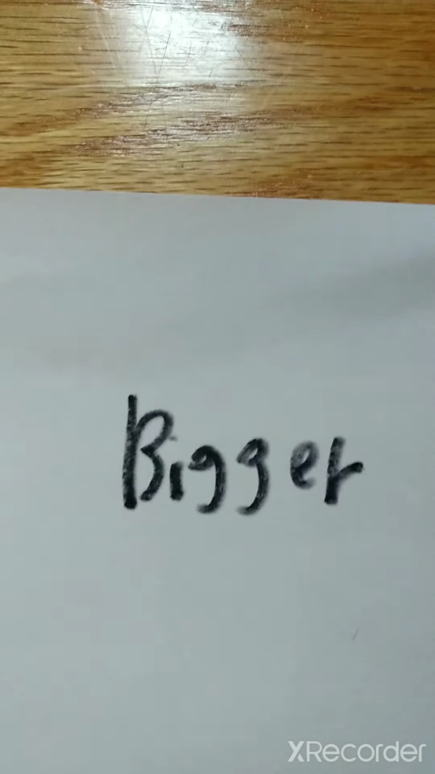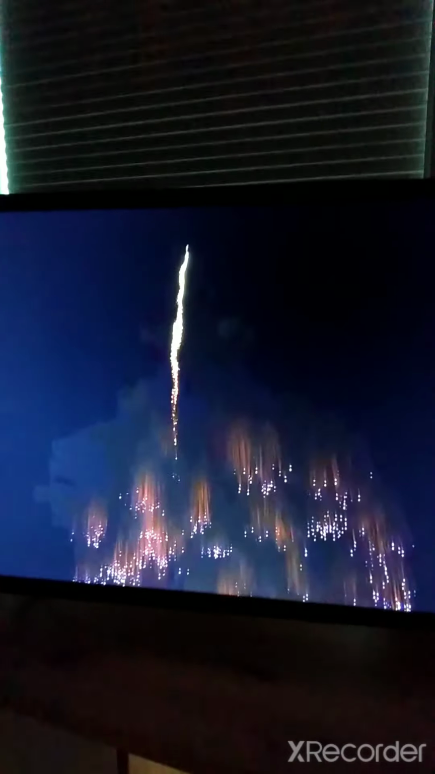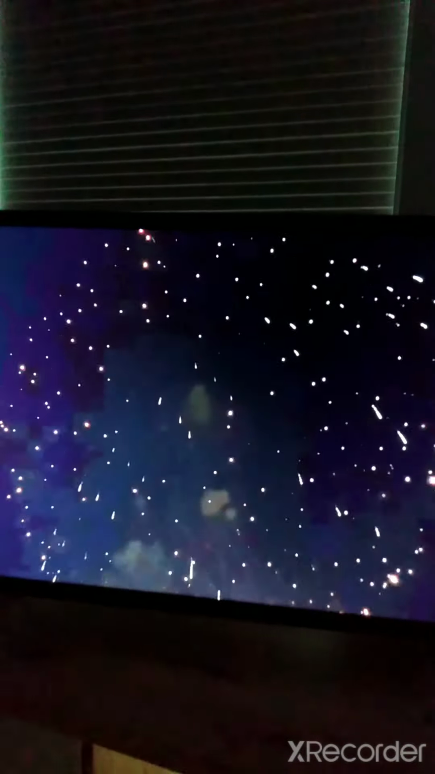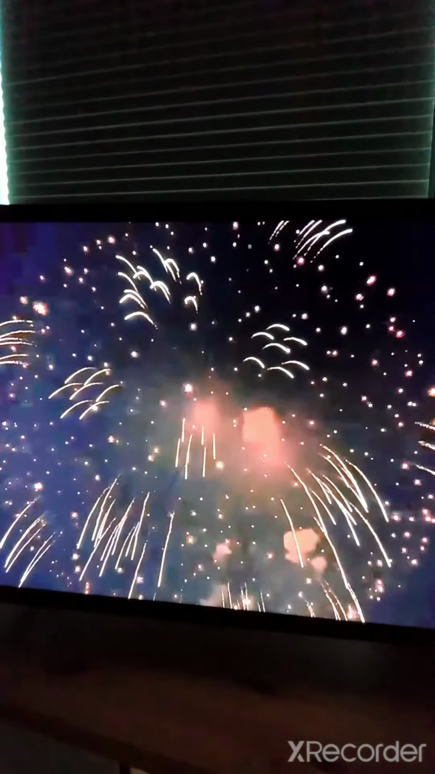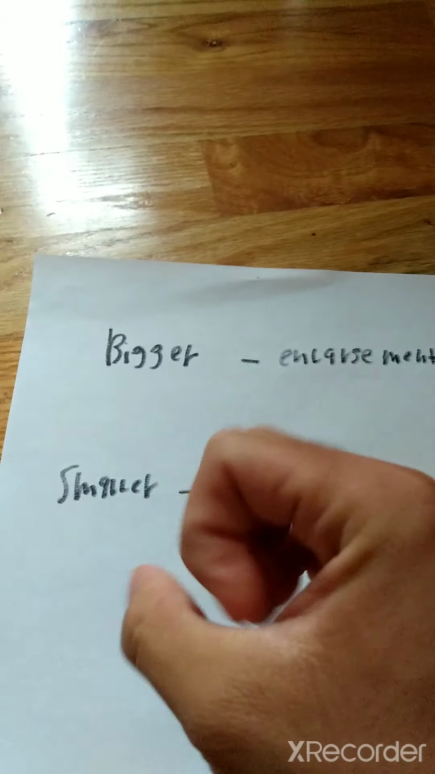There are two types of dilation. The first type is to make a shape bigger, and that is called an enlargement. Here's an example of an enlargement, and this also applies to the 4th of July. Those fireworks can be a great example of an enlargement because the shape is getting bigger.